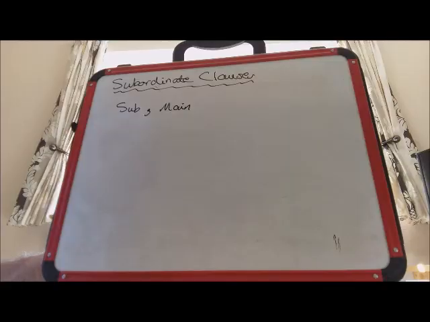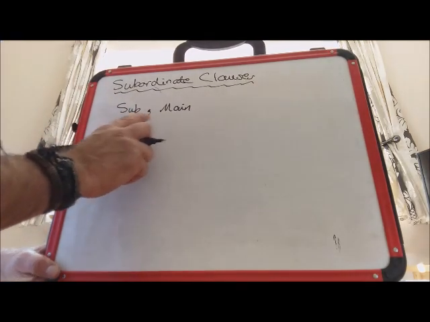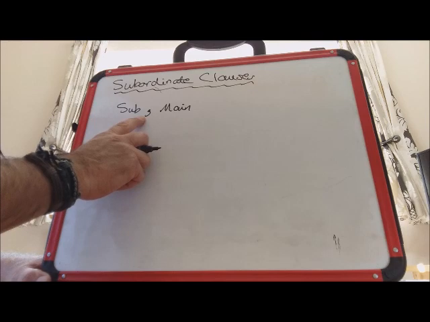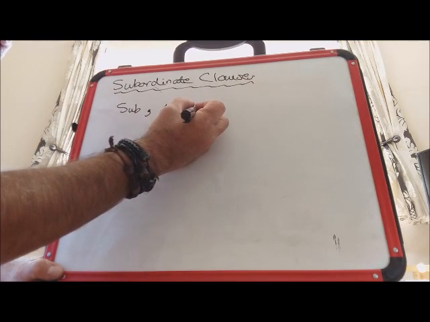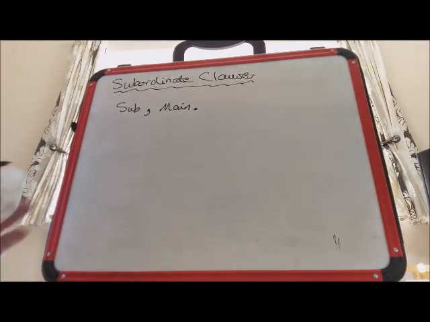Hi, this is the next lesson on subordinate clauses, and for this lesson we're going to be looking at the idea of the subordinate clause coming first and then the main clause coming second. Okay, so here we go. As you can see, we've got subordinate, and then main, separated by a comma. And I suppose if I were to put all the punctuation in correctly, I would have a full stop there.